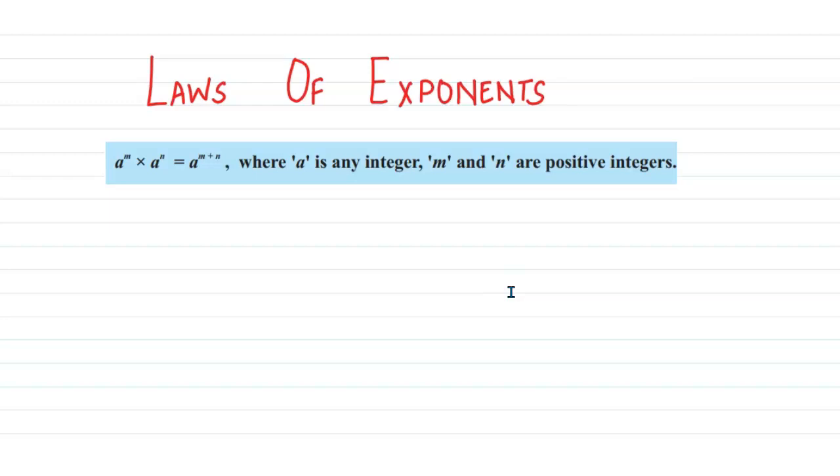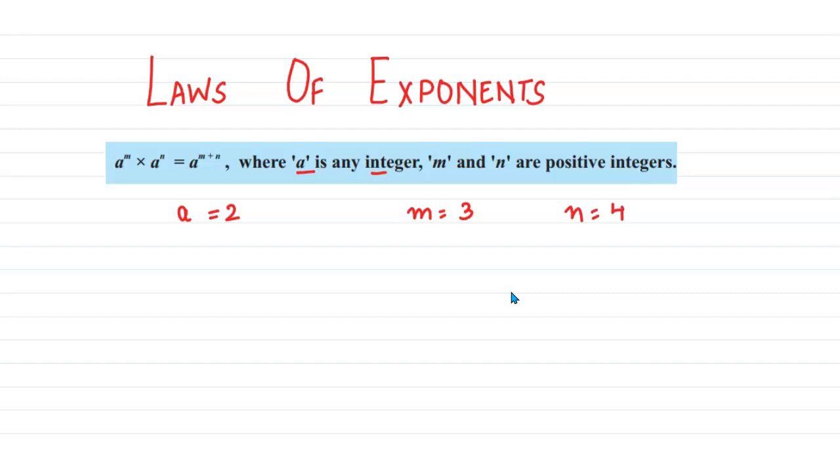The first law is a raised to power m into a raised to power n is equal to a raised to power m plus n, where a is an integer and m and n are positive integers. So we learned about this in grade 7. So let's verify this. Let's take a as 2, let's take m as 3, and let's take n as 4.